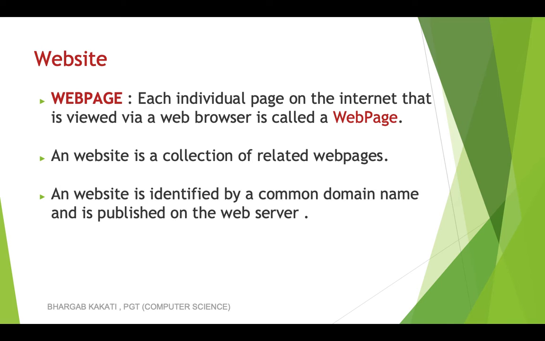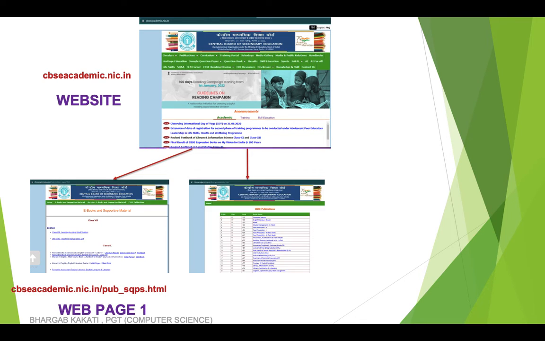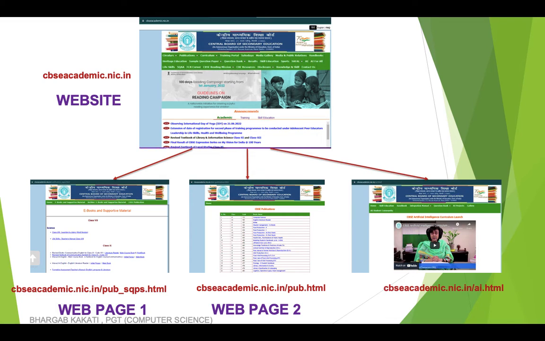So, how can you identify a website? You can identify a website by a common domain name and it is published on the web server. So, this is a website. A website contains a collection of related pages. Those individual pages are known as web pages. So let's say here the website is cbseacademic.nic.in. Now within that, as you can see here, we have 3 web pages. But these 3 web pages are related. So we have clubbed it into a common domain, and that is known as the website.